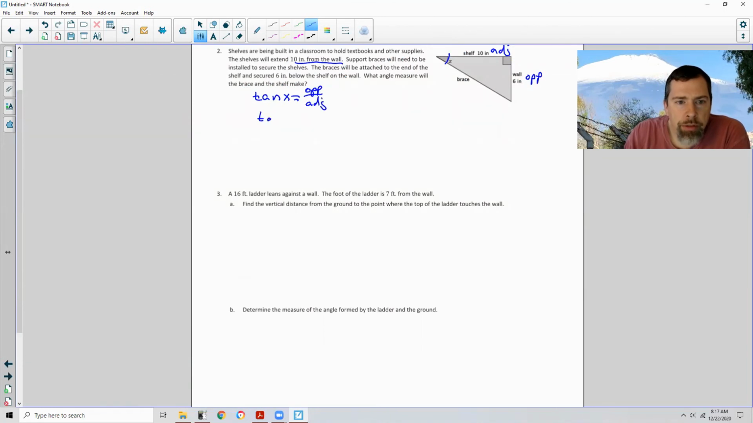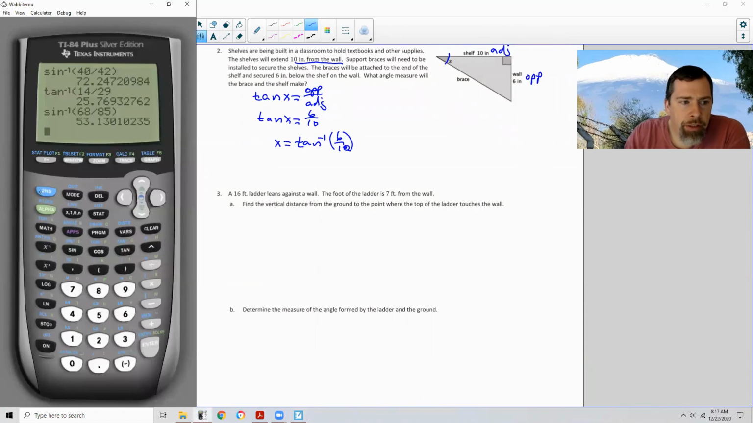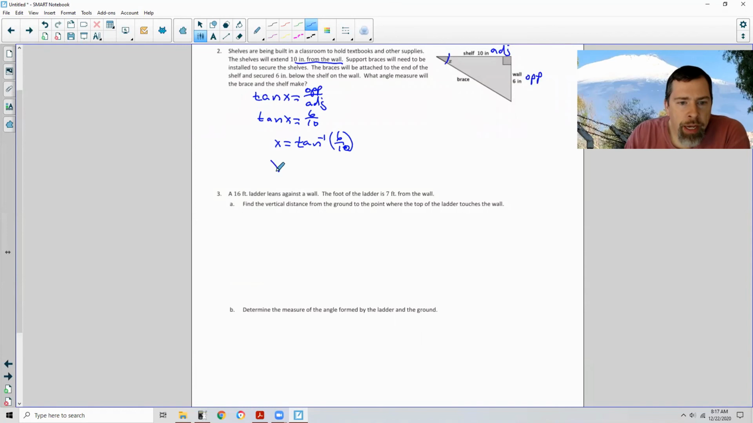The tangent of X equals 6/10. X equals the tan inverse or arctan of 6/10. Go to my calculator. Second, tan 6 divided by 10. Enter, and I get 30.96. And let's just round to 31. So X is approximately 31 degrees.